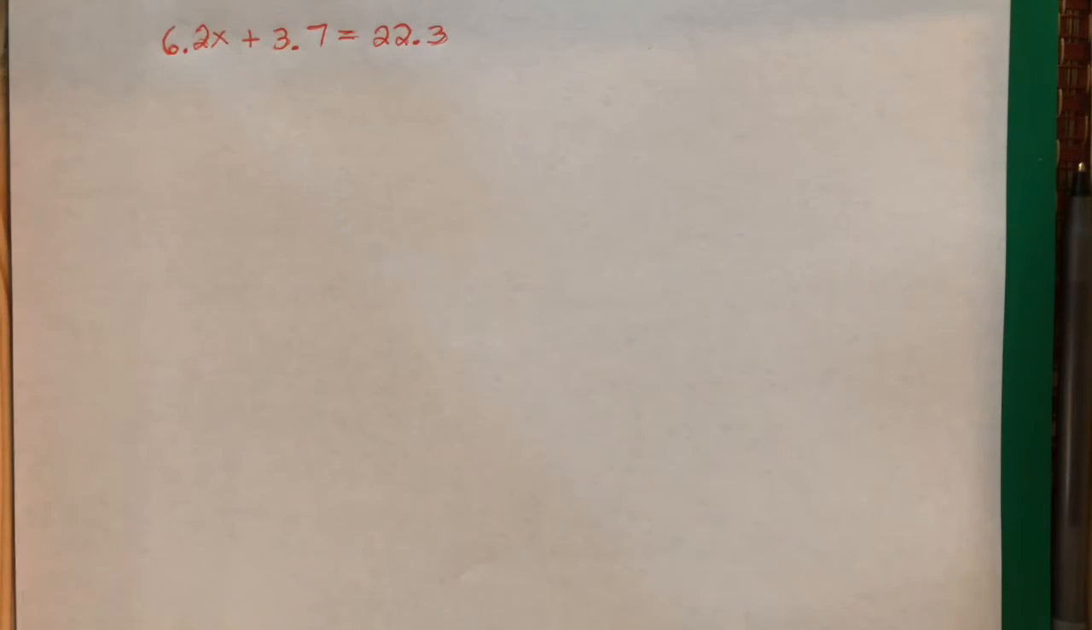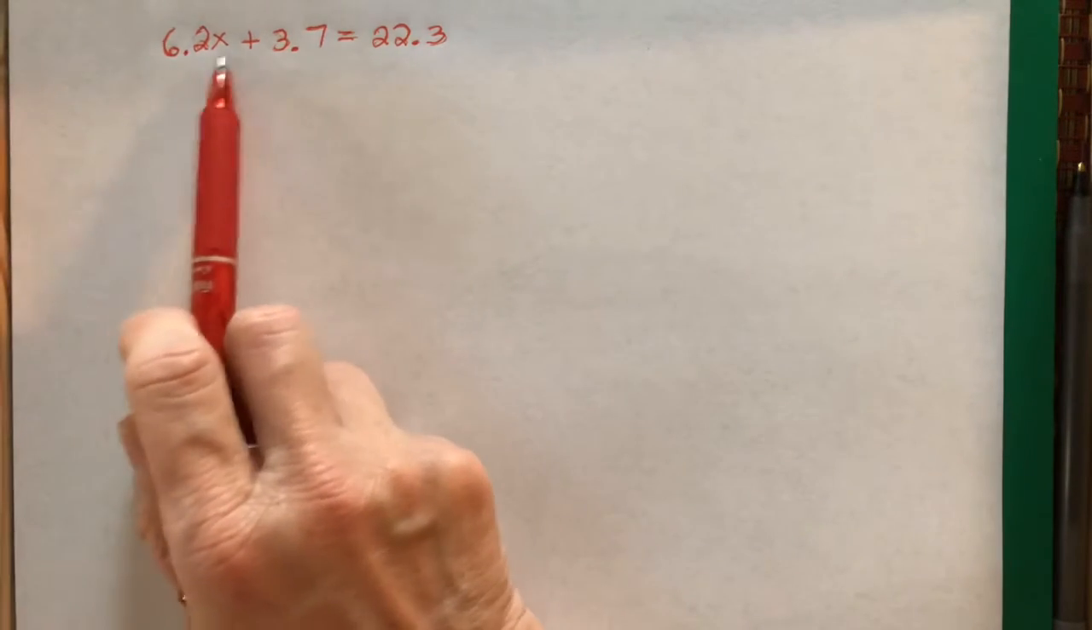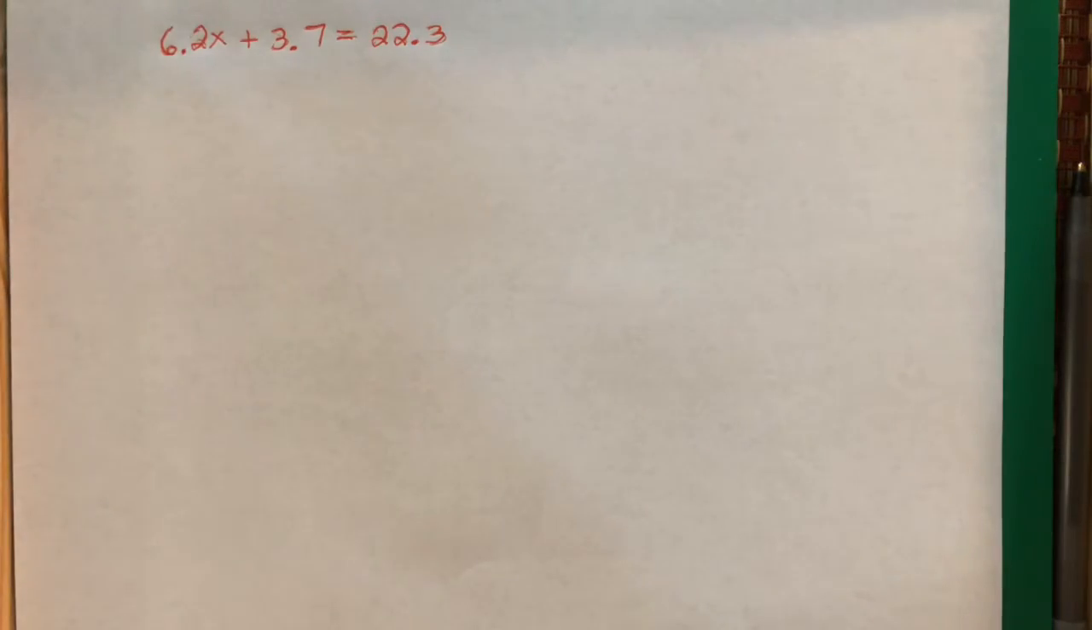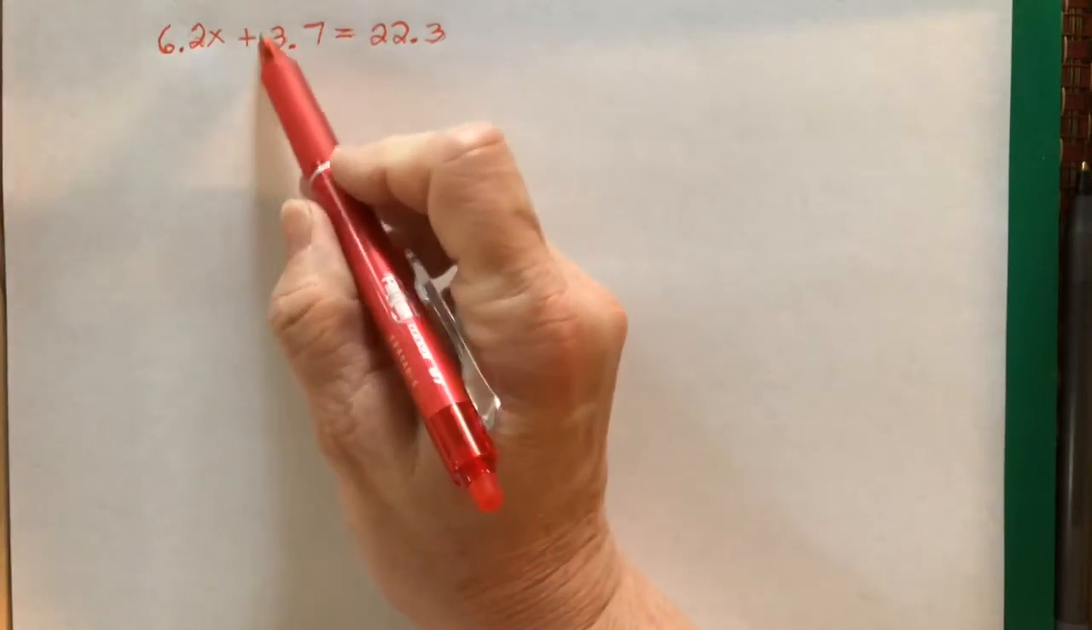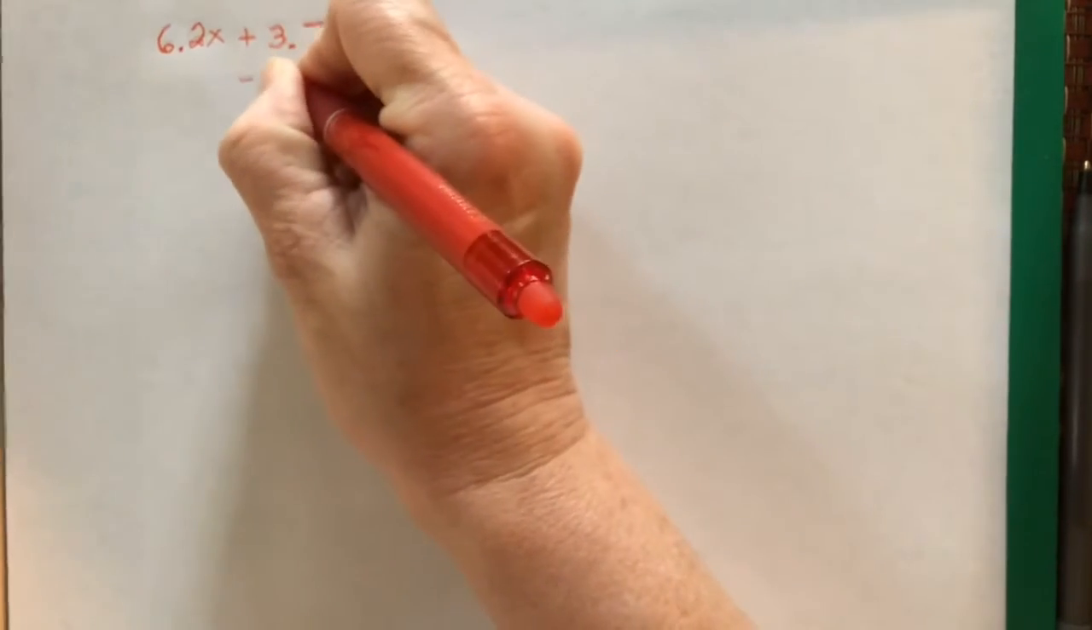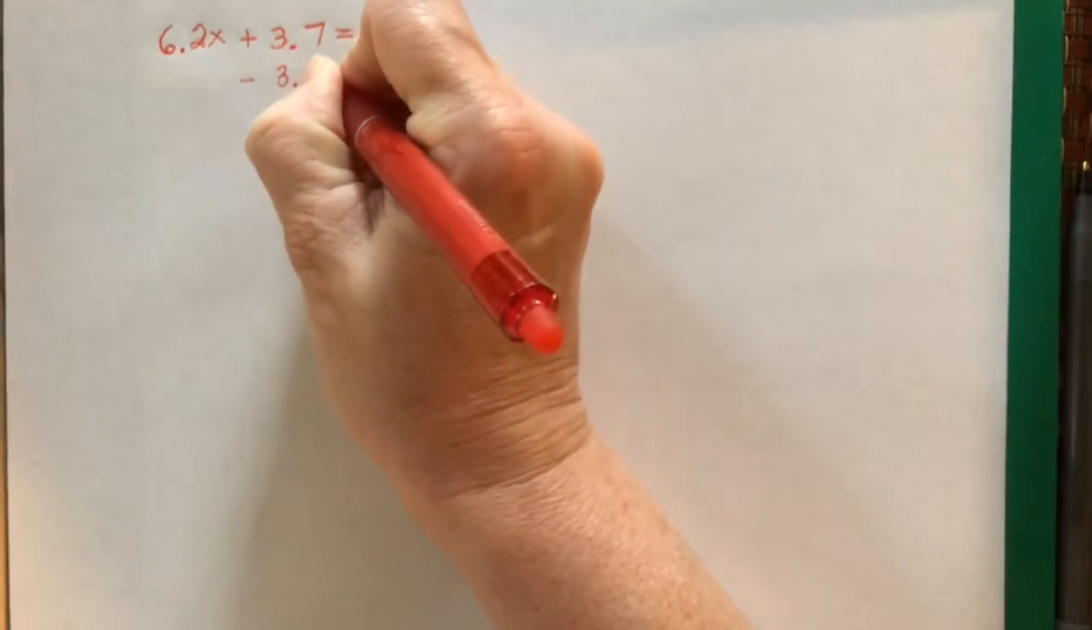Let's look at how we solve an algebra equation that has decimals in it. It works just the same way as an algebra equation that has whole numbers in it. The first thing we're going to look for is why this x term is not by itself. It's not by itself because you're adding 3.7 to it. So we are going to take away 3.7.